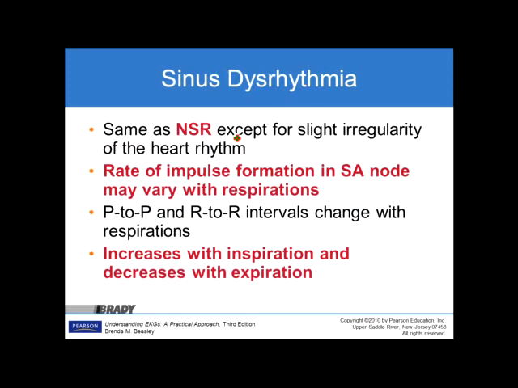A sinus dysrhythmia is the same as the normal sinus rhythm except for a slight irregularity of the heart rhythm. The rate of the impulse formation in the SA node may vary with respirations. This means the P to P and R to R intervals change with the respirations. The rate increases in inspiration and decreases with expiration.